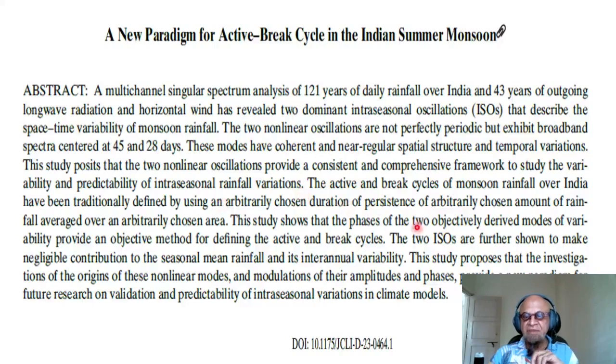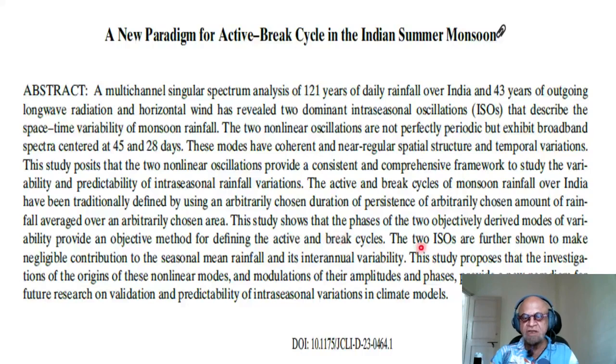The active and break cycles of the monsoon rainfall over India have been traditionally defined by using an arbitrarily chosen duration of persistence of arbitrarily chosen amount of rainfall averaged over an arbitrarily chosen area. So we looked at the data, we found some homogeneous regions, some time scales. So they were not spectrally chosen. That's kind of what you can think about in terms of time scales for defining these.